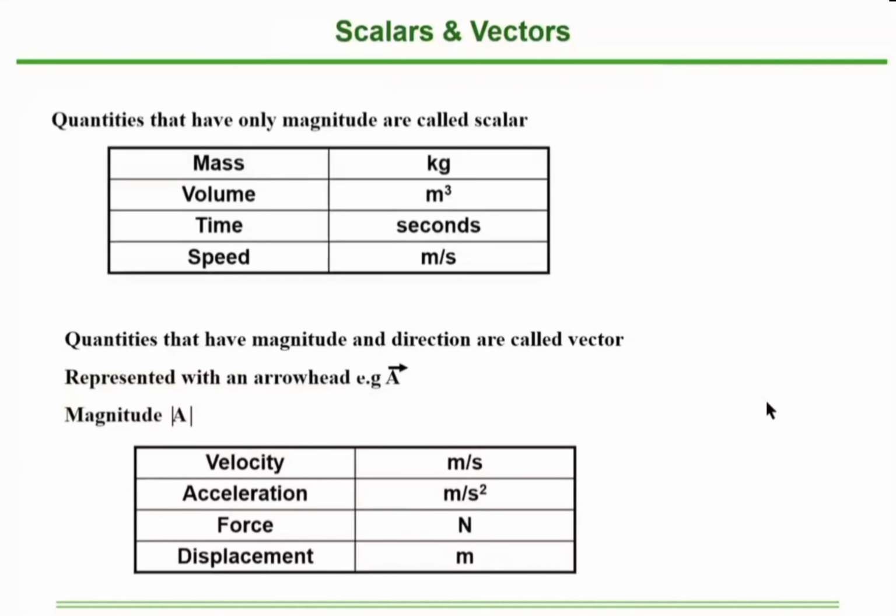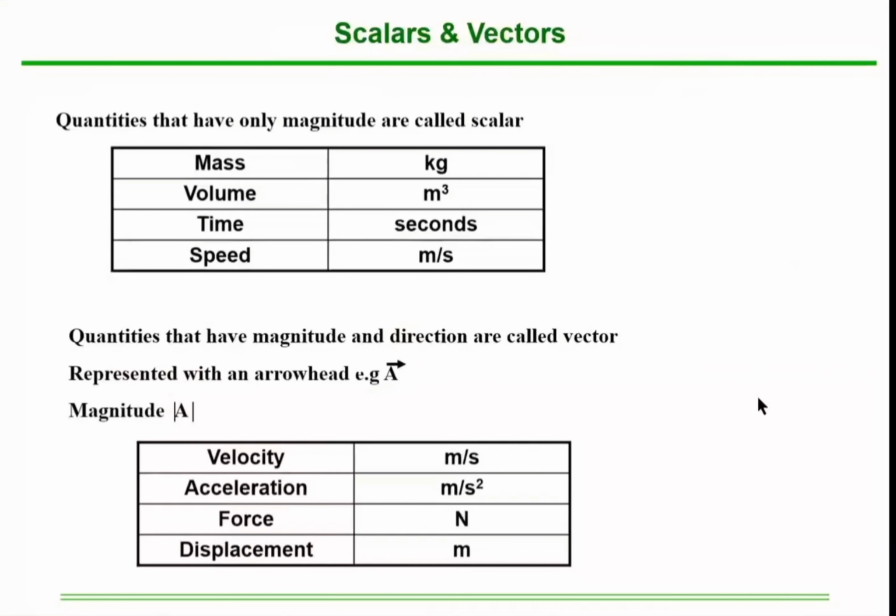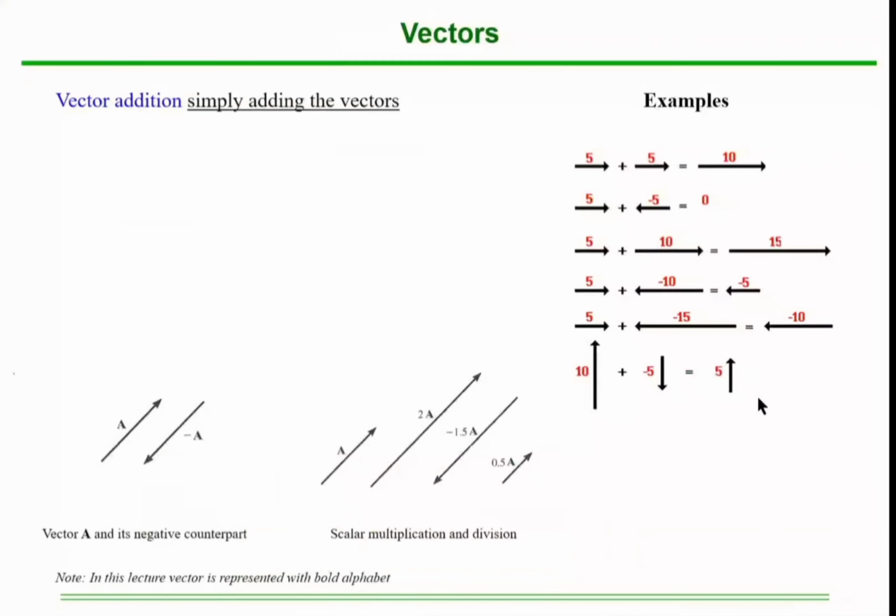So quantities that have only magnitude: mass, volume, time, speed. Is time a vector or a scalar? Prove it if it's a vector and you may get a Nobel Prize for it. Quantities that have magnitude and direction are basically vectors. You know what that is. I'm not going to dwell over it because you've done it in your school and college.